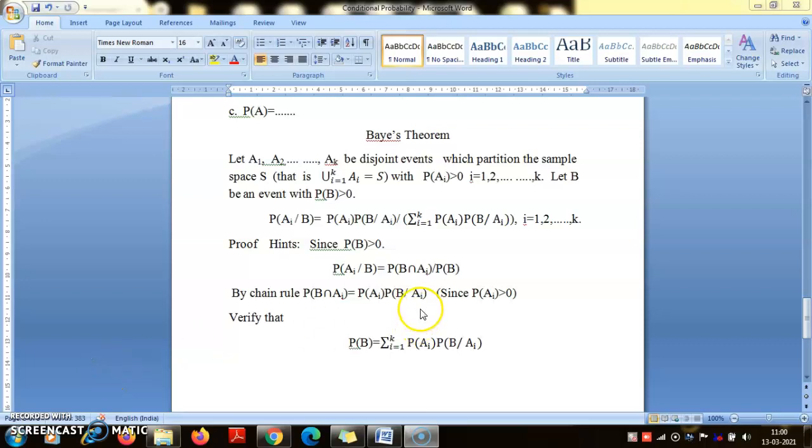Hello students, good morning. Today I am going to introduce another important result in probability theory, namely Bayes theorem. It is a statement involving conditional probabilities.